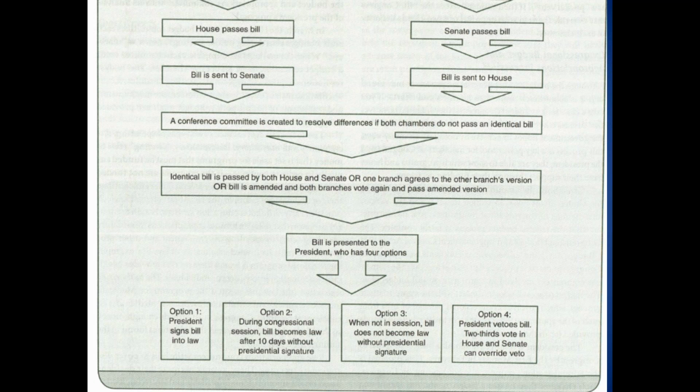And there are really four options at that point. The President can sign the bill, accept it, and make it law. Option two, if there's not a congressional session in place, if there's a recess, a vacation, the bill becomes law after 10 days without a presidential signature. I misspoke when I said that. I'm sorry. Please bear with me on this cold that I have. That's during a session. When not in session, a bill does not become law without a signature, so that 10-day law would not apply. And then the fourth one is the President has the option to veto the bill, and then it would be up to the legislative branches to override the veto.